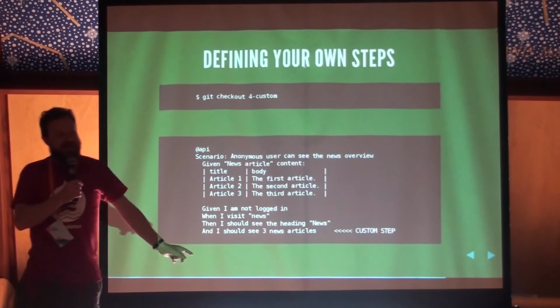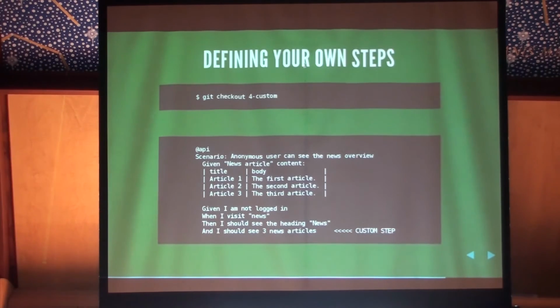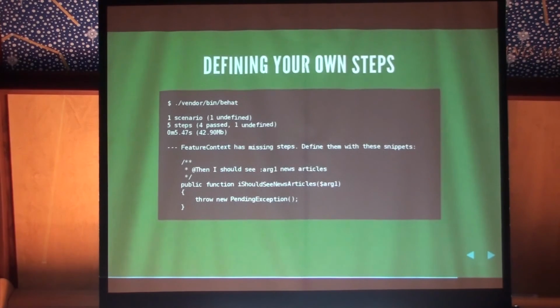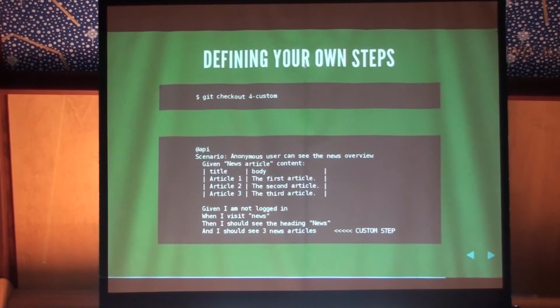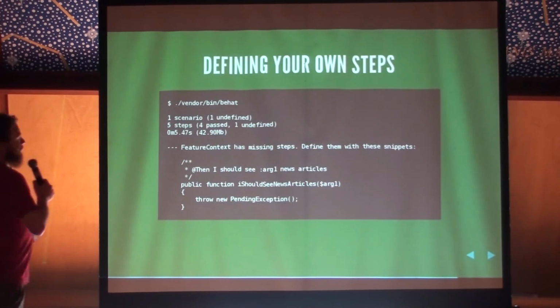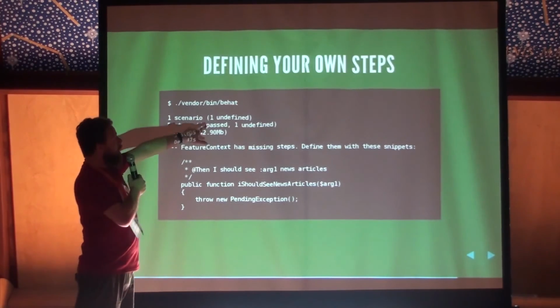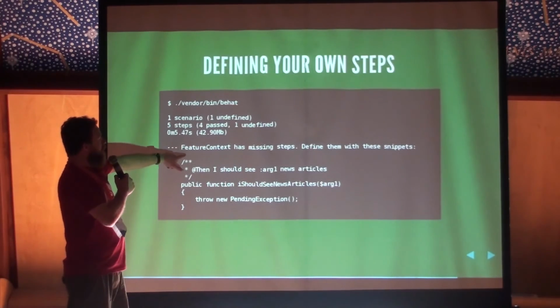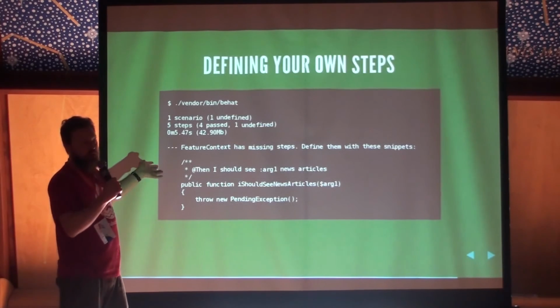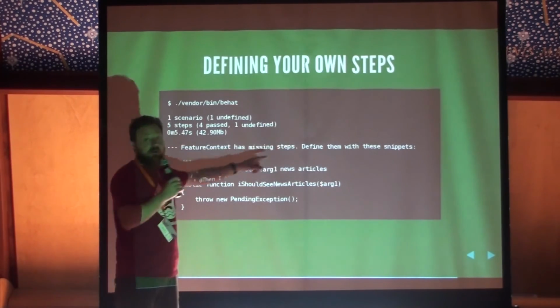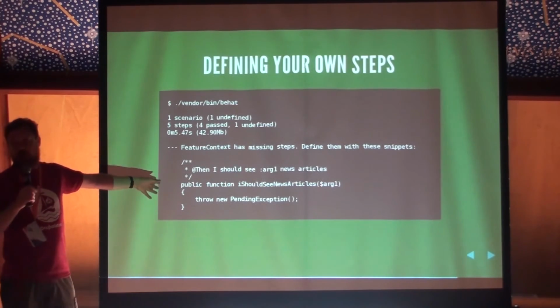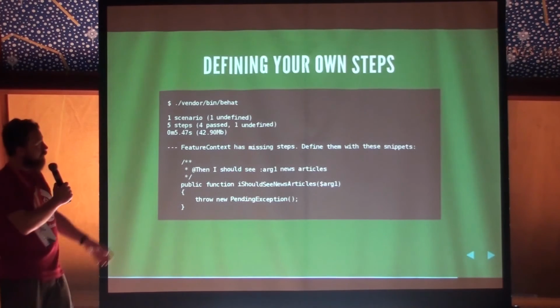If we run our test now, without implementing this, then Behat will inform us about a little problem. Did everybody check out the branch? So it's branch code 4-custom. If you run our test suite, then Behat will say, okay, in one scenario we have one undefined step. Our feature context, which is our code file that will contain our custom steps, has missing steps. Please define them, and it already gives us a snippet that we can copy paste in the feature context file so we can start building it.